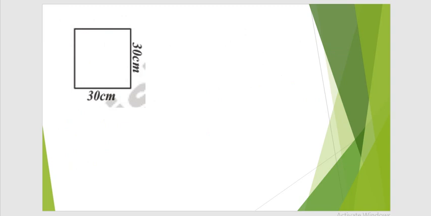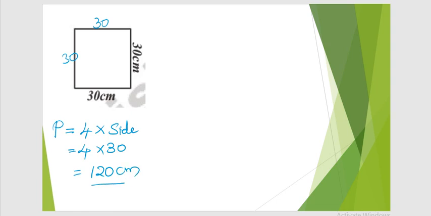So let us see, this is a square, right? So this is 30 and this is also 30. So already we know that the perimeter of a square is given by 4 into the side of the square, which is nothing but 4 into 30. So for this also we got the same perimeter, right?